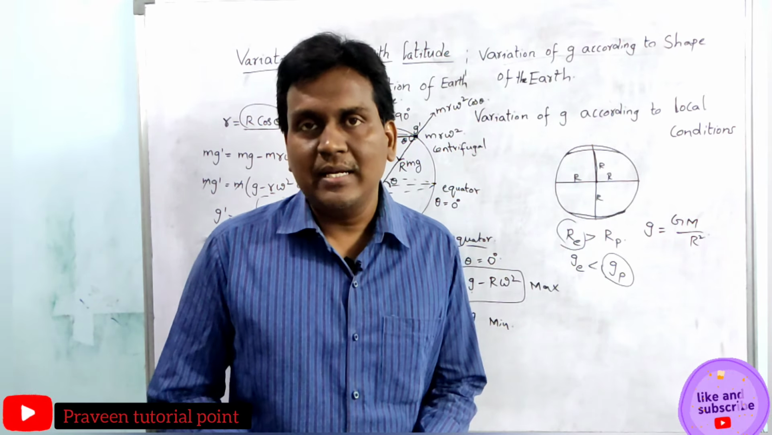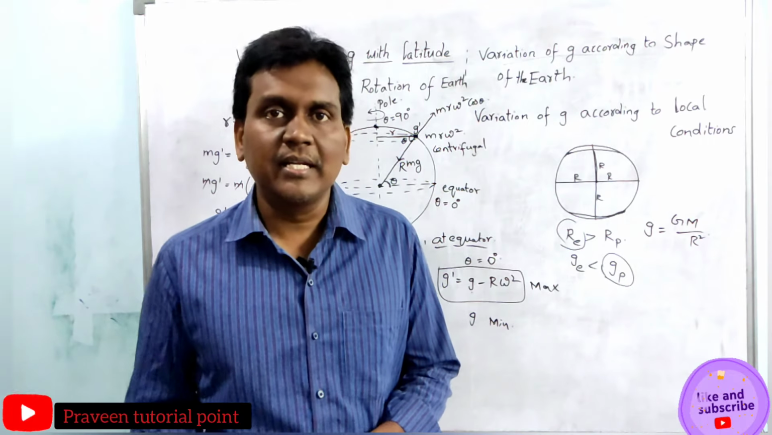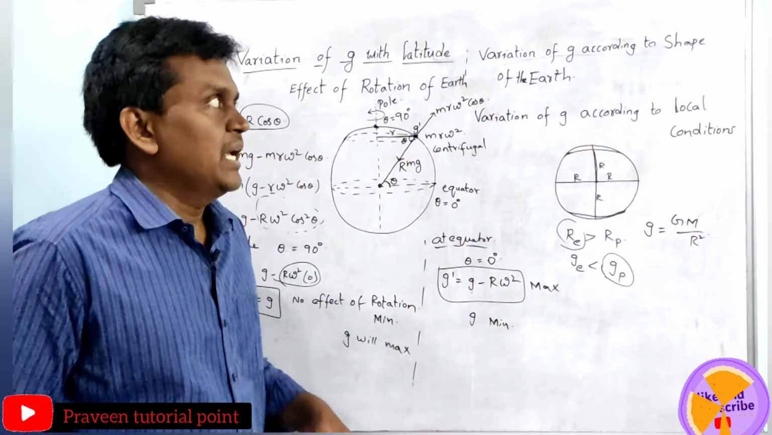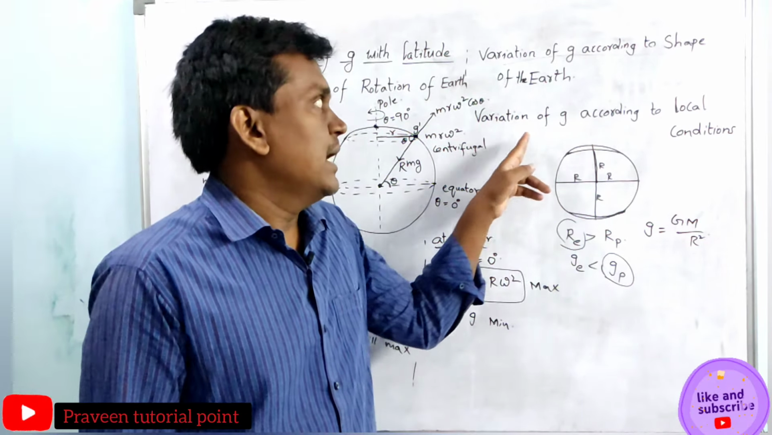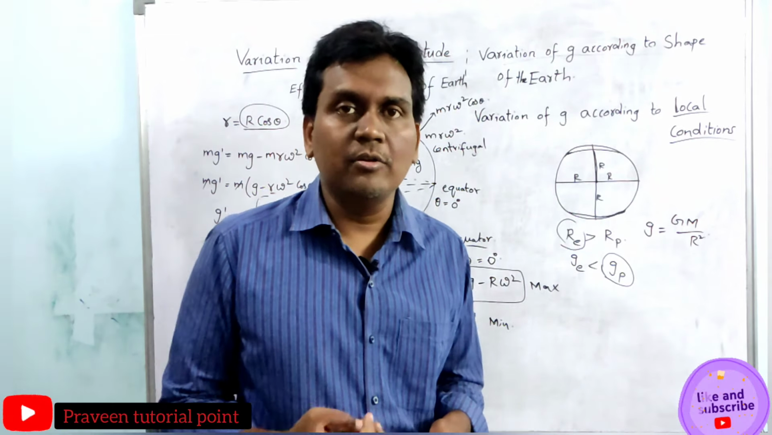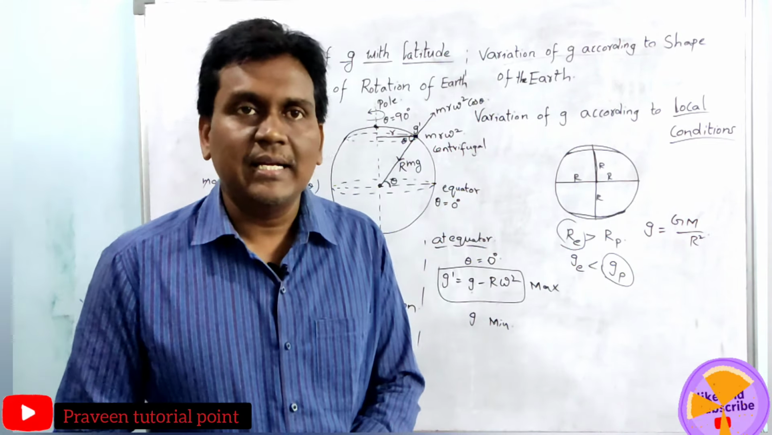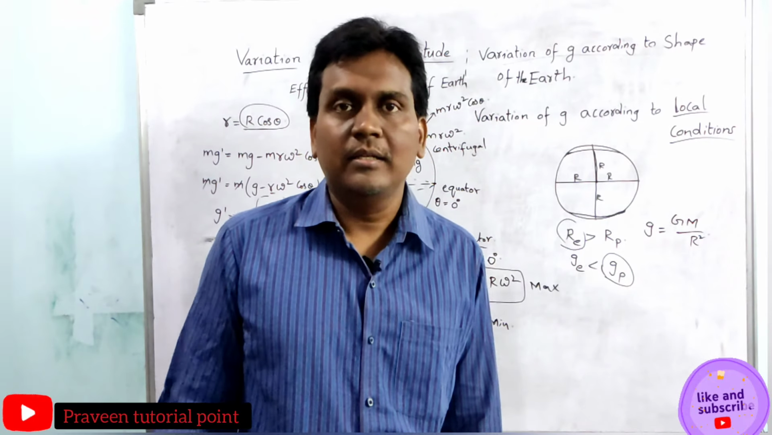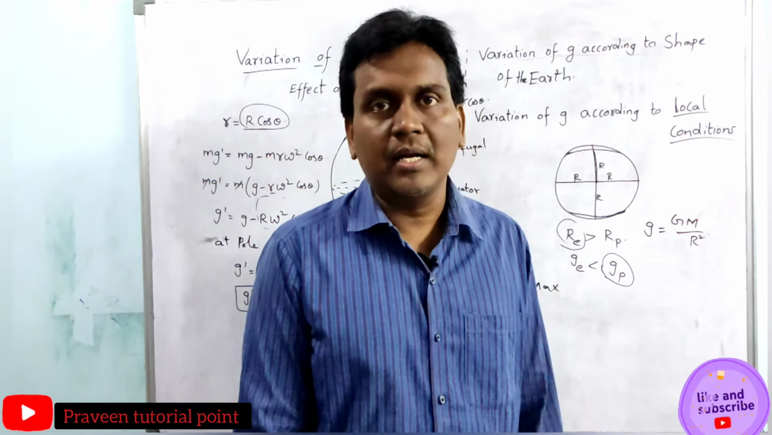So the g value varies in many ways. As the altitude increases, g value decreases. As the depth increases also, g value decreases. Due to the rotation of the earth also, the g value varies from equator to pole. The g value depends upon the shape of the earth also. And the g value varies according to local conditions also. At mineral deposits, the g value will slightly increase, and where there are no mineral deposits, the g value slightly decreases. So this is about the variation of g according to different conditions: altitude, latitude, depth, shape of the earth and local conditions. Thank you.